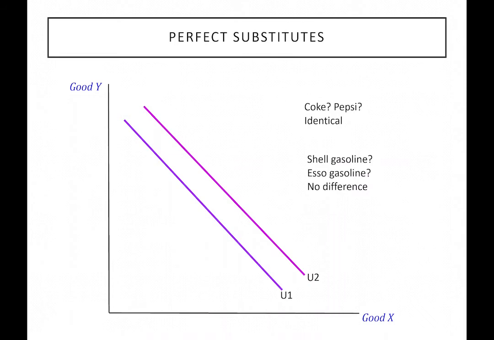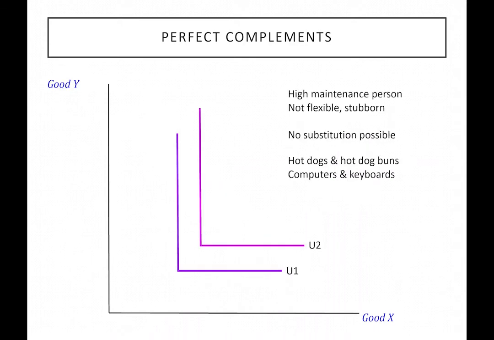This would be an extreme case, but they're perfect substitutes. In this case, a person would be willing to easily make a trade-off between them. Like, for example, gasoline. Someone might say Shell, Esso, same difference, doesn't matter. In this case, and we'll see later, the decision to purchase something will be based purely on the price.